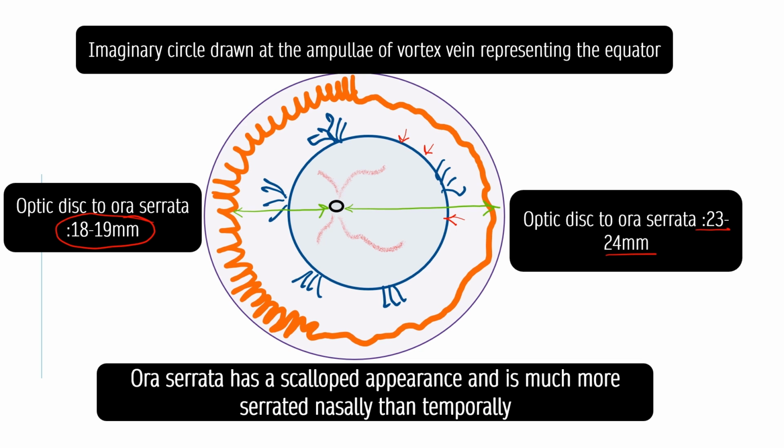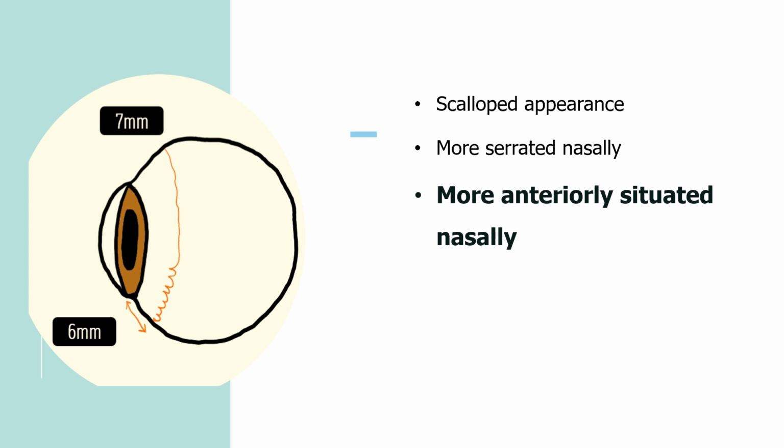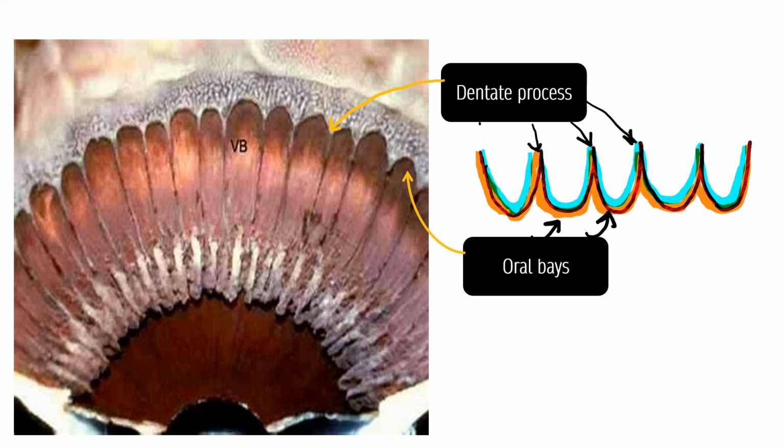Again, if you carefully observe, the ora serrata has a more scalloped edge on the nasal side compared to the temporal side. So we can say the ora serrata is more serrated on the nasal side. Also, the ora serrata is situated much more anteriorly on the nasal side compared to the temporal side. The distance of the ora serrata from the limbus on the nasal side is about 6 millimeters, and on the temporal side it is about 7 millimeters. So this proves that the ora serrata is situated more anteriorly on the nasal side of the eyeball.